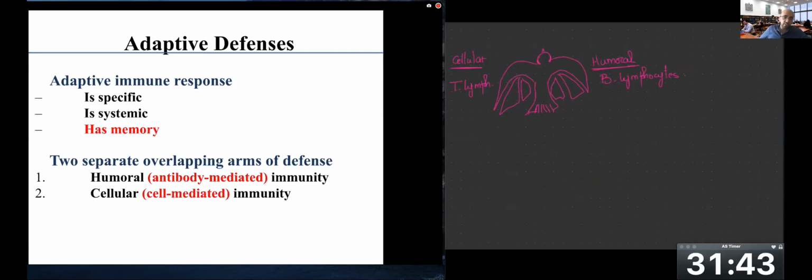Now we're going to get to the details of the vaccine and how they will work later in this chapter, maybe after break today. So again, two main components of my adaptive immunity: the cellular or cell-mediated immunity, and the humoral or antibody-mediated immunity, which is mediated by the B lymphocytes. This one is going to be mediated by T lymphocytes.